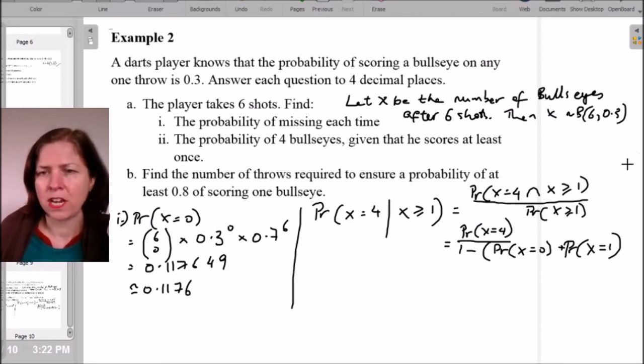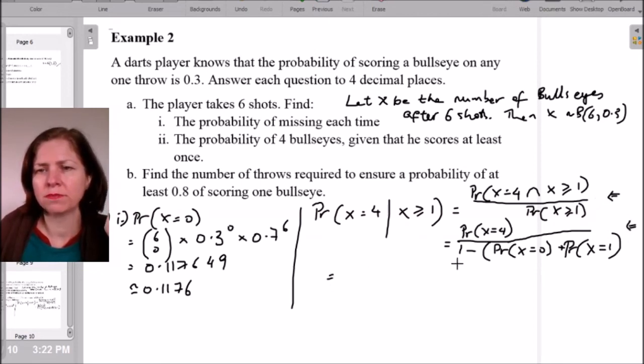So that's my fraction that I need. Now when I say show full working, I want to show this line. I've got to show this line as well. So this is the line where I simplify my intersection. You've got to show what you get out of this numerator here. So now the probability that x equals 4 is going to be n is 6 and x is 4 times 0.3 to the power of 4 times 0.7 to the power of 6 minus 4.